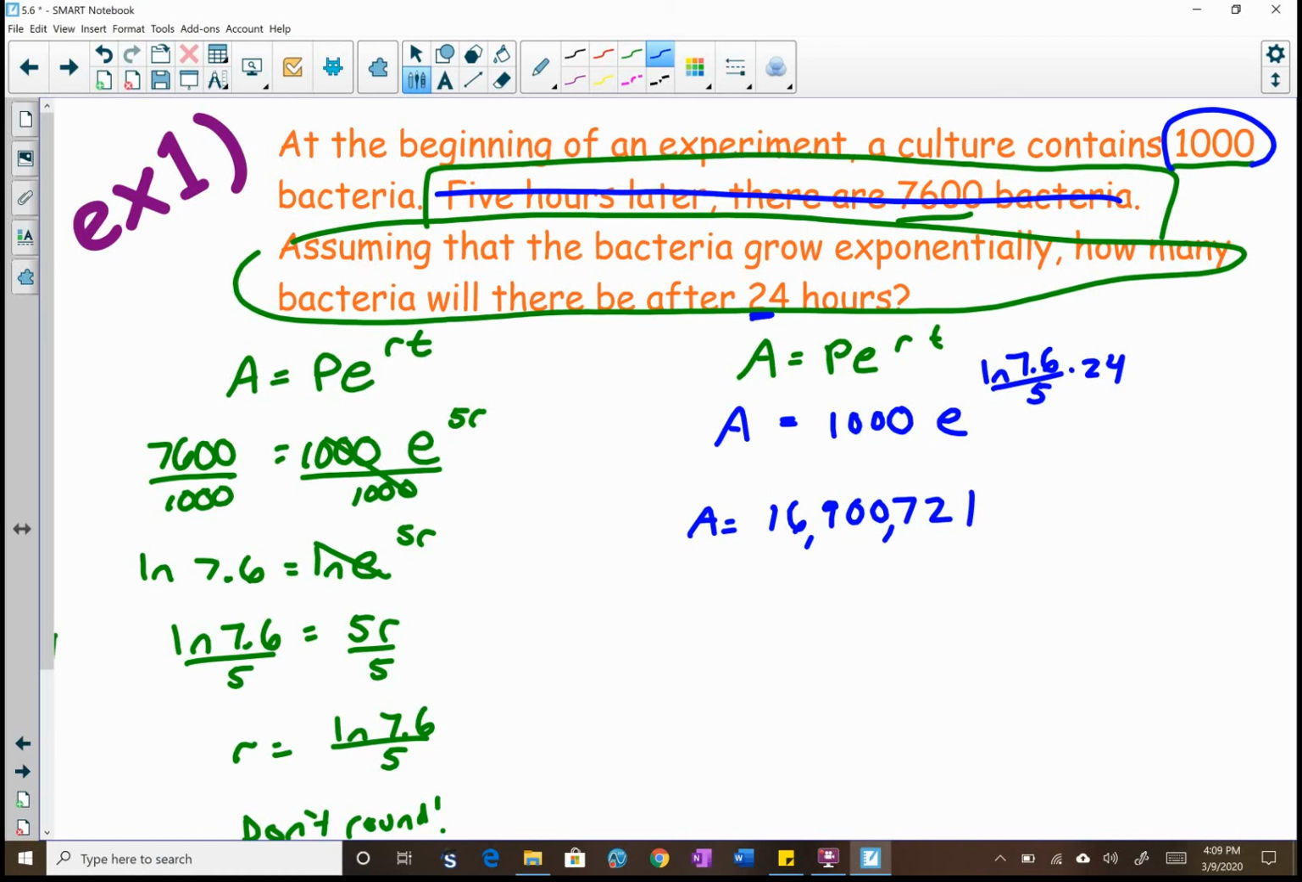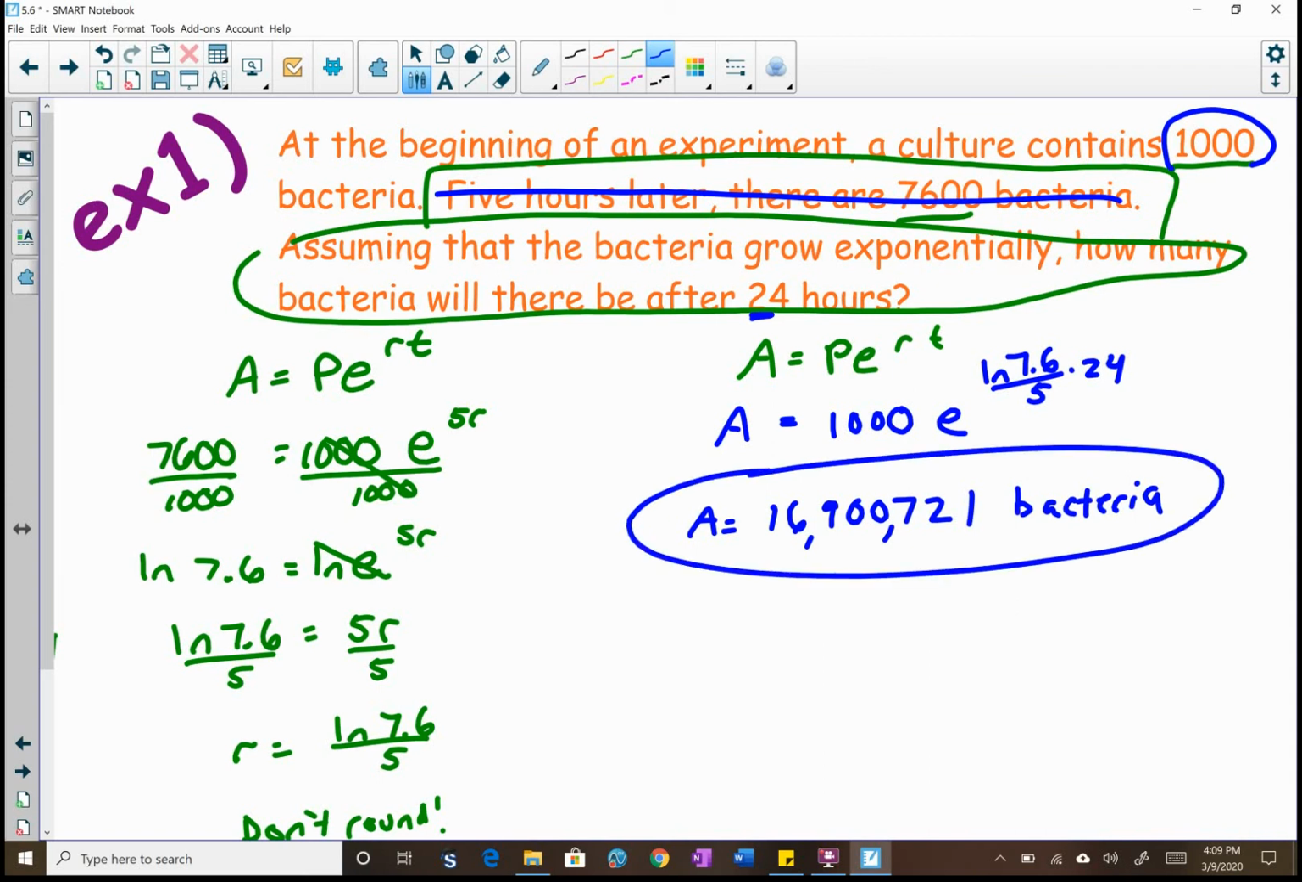I got 16,907,021. And it's really 0.4, but you round down. Even if it was 0.9, you still round down. Okay? And that is bacteria. So living things, you round down to the nearest whole number. This is a very typical bacteria problem you would see where you have to find the rate.